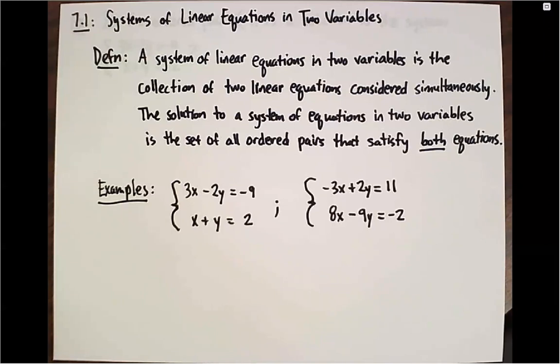So chapter 7 is all about systems of equations and systems of inequalities. So what is a system of equations? First, we're going to start with systems of linear equations in 2 variables. What is a system of linear equations in 2 variables? It is the collection of 2 linear equations that we look at at the same time.